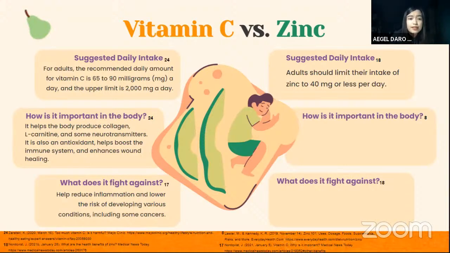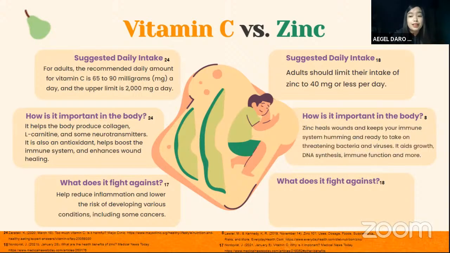Next, how is zinc important in the body? Zinc is considered a trace mineral, which means your body needs only a small amount of it to work properly. Still, it's important because of the role it plays in keeping you healthy. Zinc heals wounds and keeps your immune system humming and ready to take on threatening bacteria and viruses. It aids growth, DNA synthesis, immune function, and more.